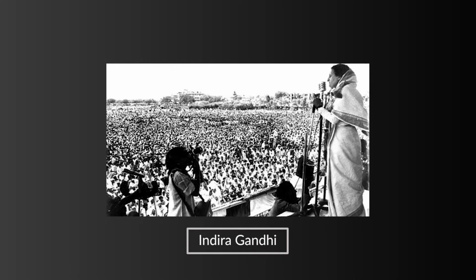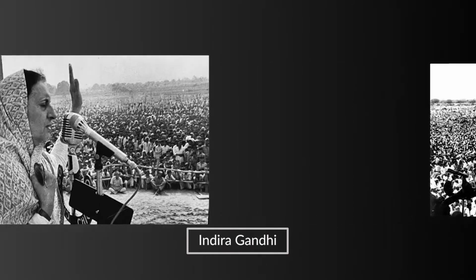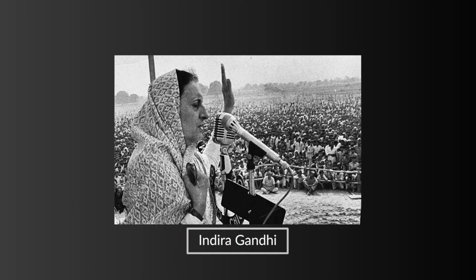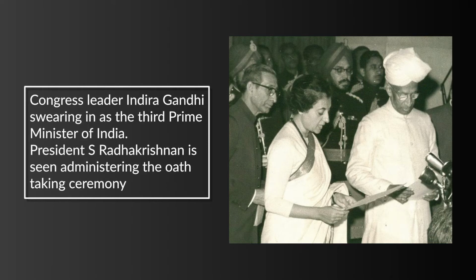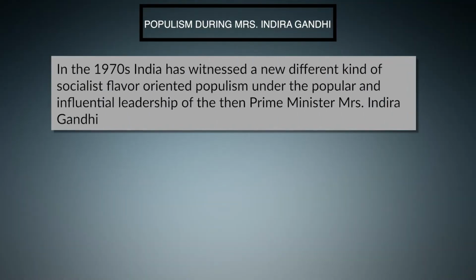Also, during Indira Gandhi's time, this is an important phase to understand populism. Here the populism is a kind of mixture of politics as well as socialism and authoritarianism. In the 1970s, India witnessed a new, different kind of socialist flavor, as we could recall that in the Constitution we see the words secularism and socialism added, and then the influential persona of Mrs. Gandhi, Indira Gandhi, and her leadership, as she became the Prime Minister of India.